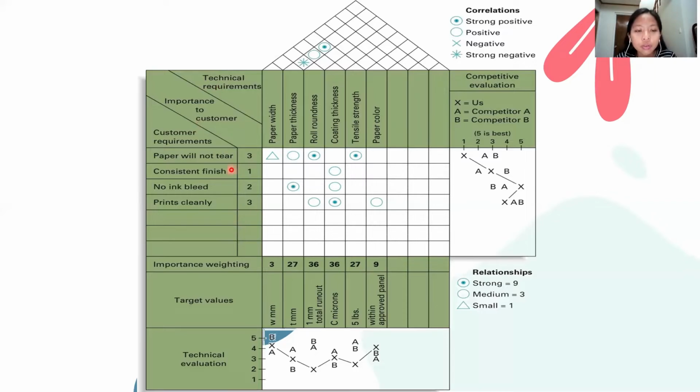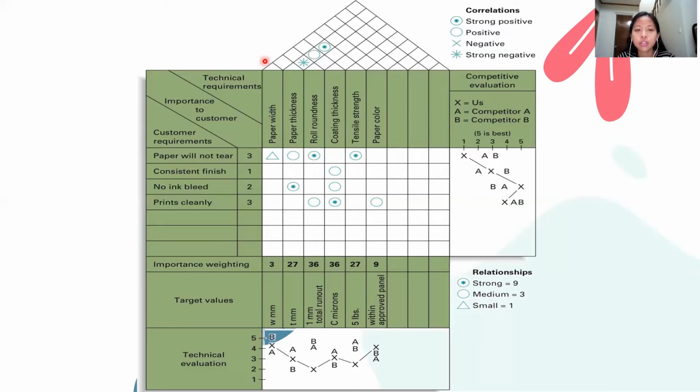Gaano kahalaga sa customers yung mga needs and wants nila for your products. The highest value that can be given is 3. Dito, ang mga designers, they just make assumptions of these values.